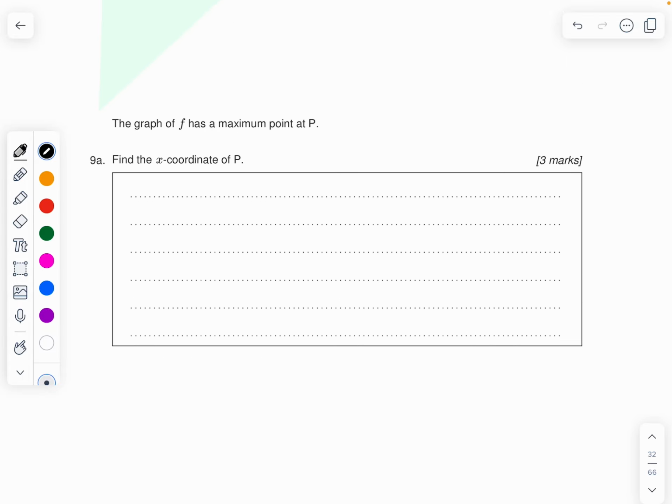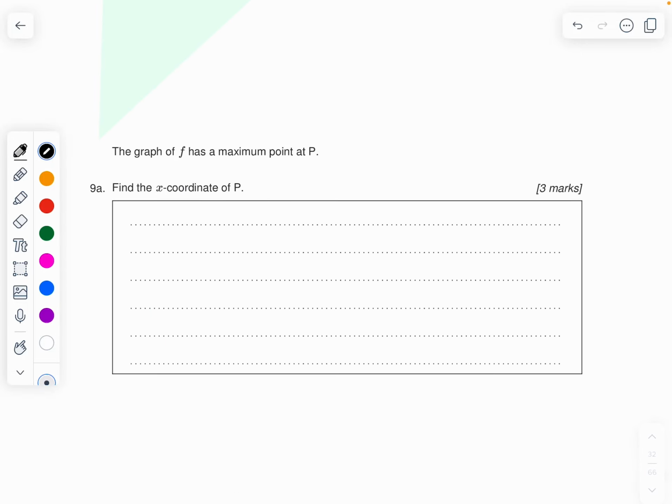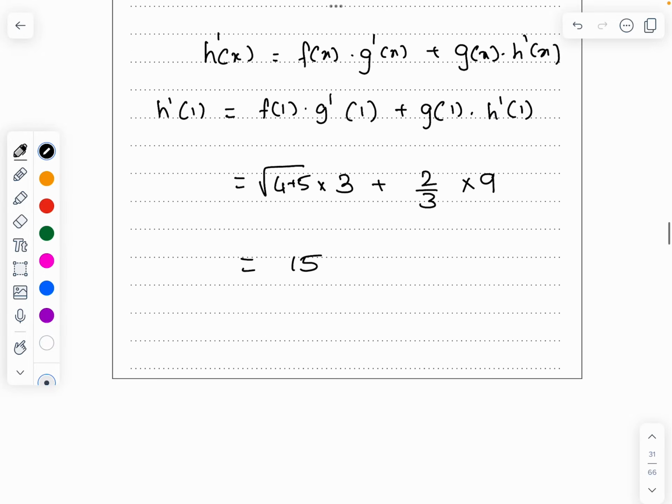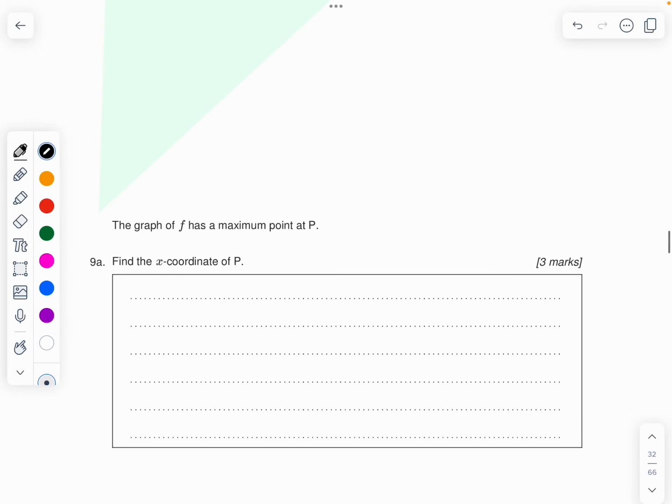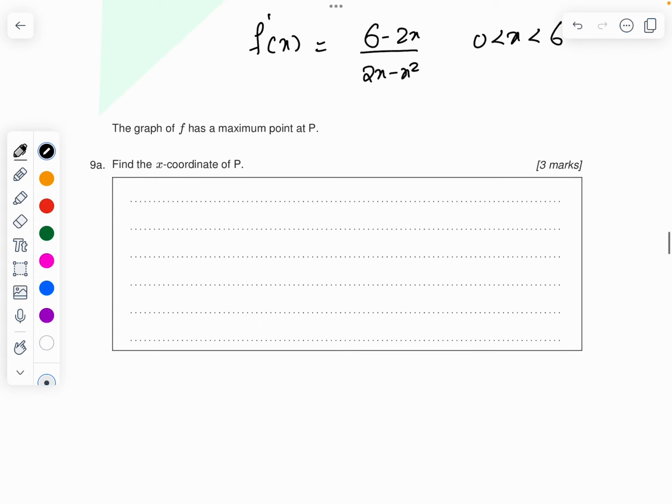The graph of f has a maximum point at P. Find the x coordinate of P. So for this one, question number 9, f of x is missing, so let me write the question over here. f prime x is given as 6 minus 2x upon 6x minus x square, for x lying between 0 and 6. Now it is asking for the x coordinate of P. Maximum point means f prime x should be equal to 0, means 6 minus 2x upon 6x minus x square should be equal to 0. 6 minus 2x equals 0, x equals 3.